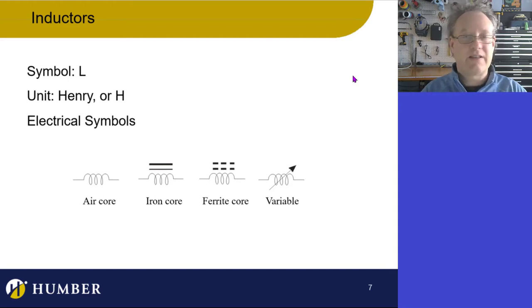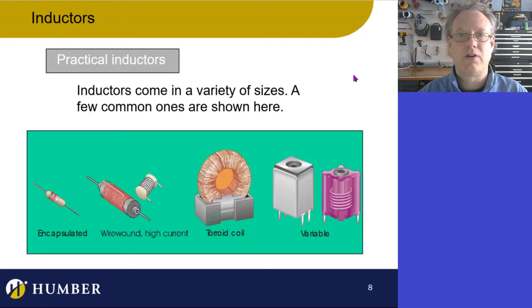So we can see the symbol for inductance, not the symbol for inductor. There's no symbol for the inductor. It's just an inductor. But we measure inductance in henries. When we're measuring it, we say, what is the inductance of that? And inductance is measured in henries. So the symbol for inductance is a capital L. We measure it in henries, which is a capital H. And those are all of the symbols.